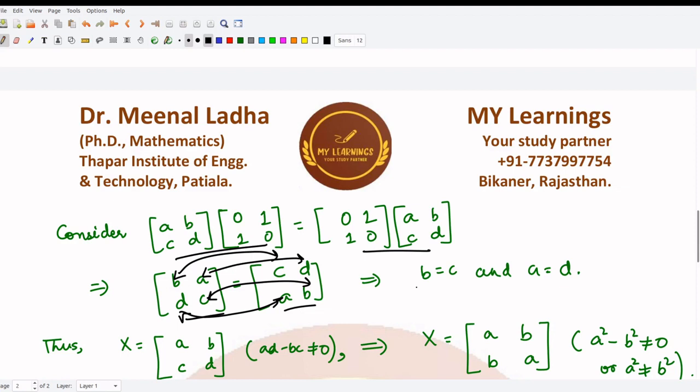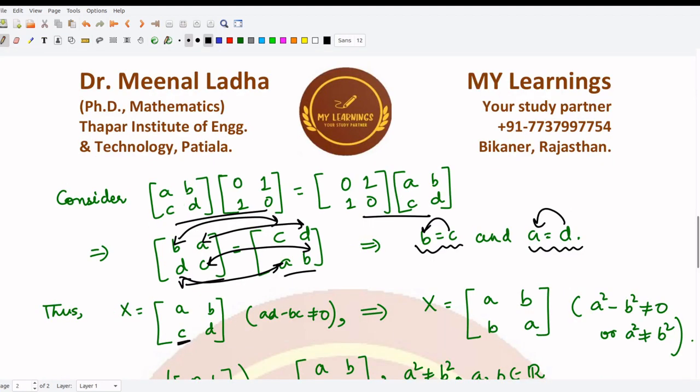They are put equal, correct. So you obtain B is equal to C and A is equal to D. So from here you can replace D with A and C with B. So now you have, instead of C the value B, instead of D the value A. Here also you can replace C and D with A and B, so that you obtain this condition that A square minus B square is non-zero, or you can write that A square should not be equal to B square.